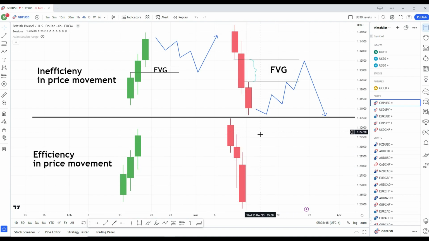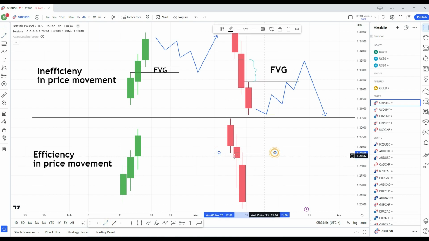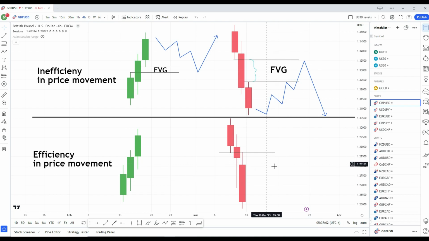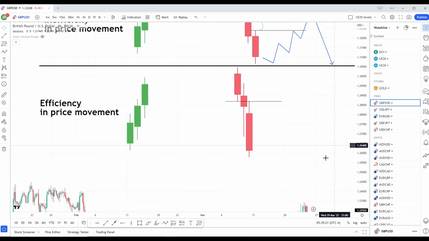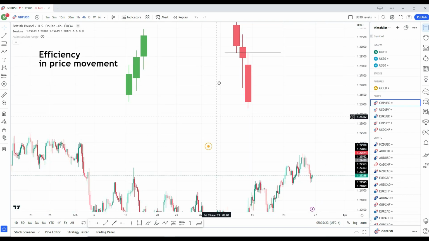Similarly, on a bearish movement, the middle candle there is a mitigation and there's no space in between. So this is an example of an efficient price movement. So let's look at a real example in the charts.